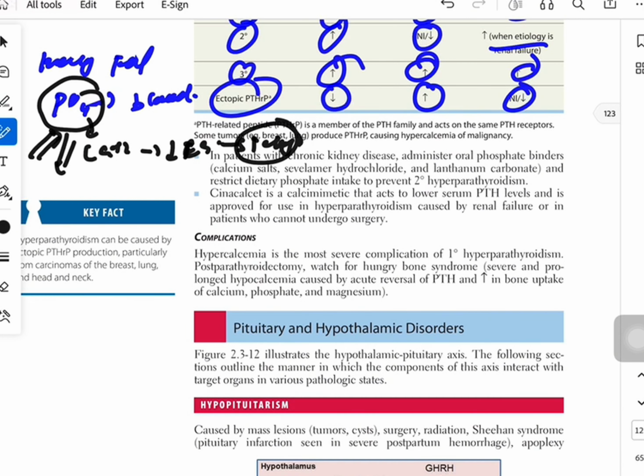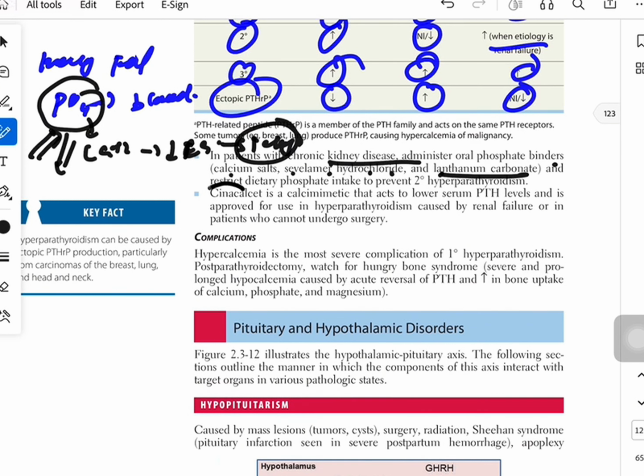Okay guys, so these are the drugs mentioned here. In a patient with chronic kidney disease, administer an oral phosphate binder: calcium salt, sevelamer, and lanthanum carbonate, and restrict dietary phosphate intake to prevent hyperparathyroidism. We mean that we have to prevent the phosphate intake. These are the drugs which bind and decrease the absorption of the phosphate from your GIT, and when it binds, it goes into your stool, and it will basically be removed from your body.